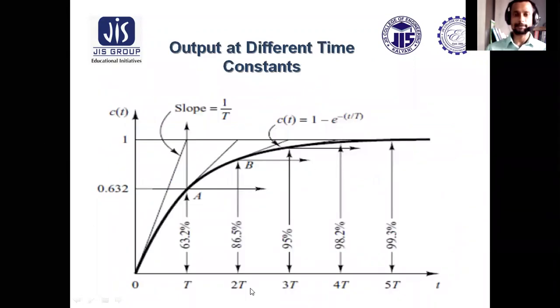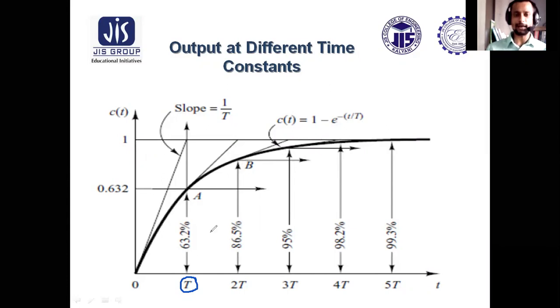Now, see what this shows, in different time constants, how the system is responding. In the first time constant, when small t equals to capital T, the system reaches 63.2% of final value. At 2 time constants, it reaches 86.5%. At 3 time constants, 95%. At 4 time constants, 98.2%. And at 5 time constants, 99.3%. All this we could get by substituting small t equals to capital T, small t equals to 2T, small t equals to 3T. So depending on this small t, we'll get the response curve.